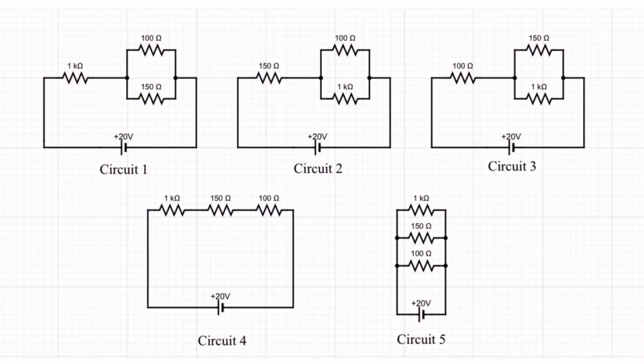Here you can see the circuit diagrams of the circuits that I built. I used a DC power supply with a voltage of approximately 20 volts each time. And as you can see, I've connected the 3 resistors that I've previously showed you in all the different ways possible.